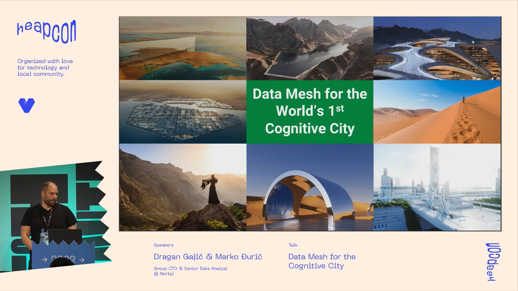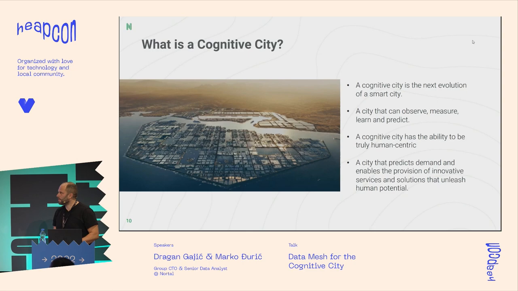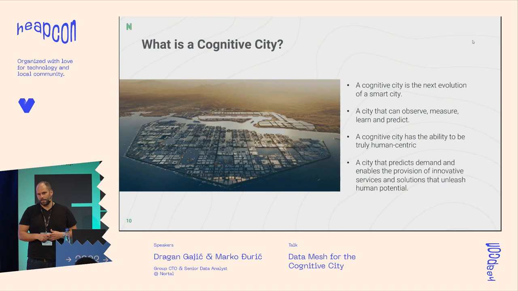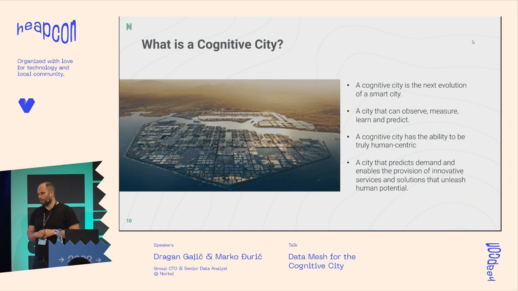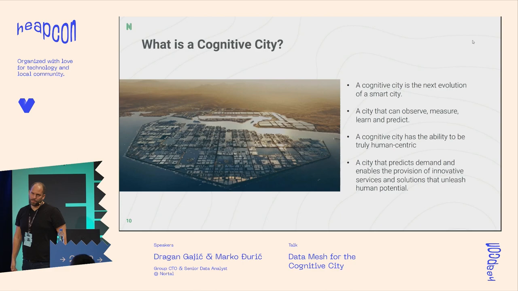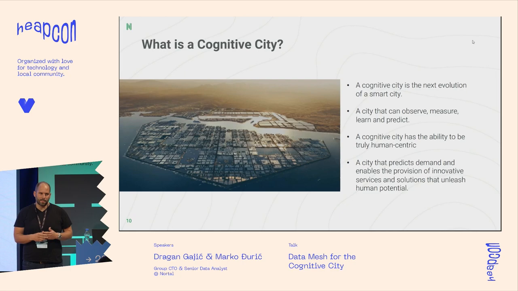But first, what is a cognitive city? It's the next evolution of the smart city. Also, you will see somewhere that they are calling it Smart City 2.0. It's a city that can observe, measure, predict. It's a human-centric city. And it's also a city that can provide innovative services and solutions in order to unleash the human potential. So all those are fancy wording, but what does it actually mean?